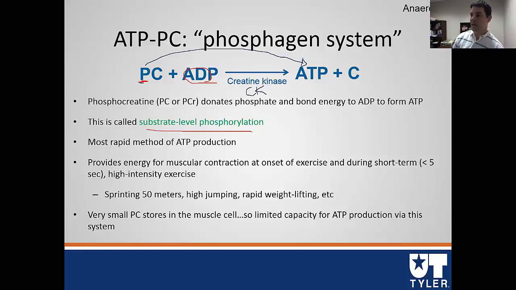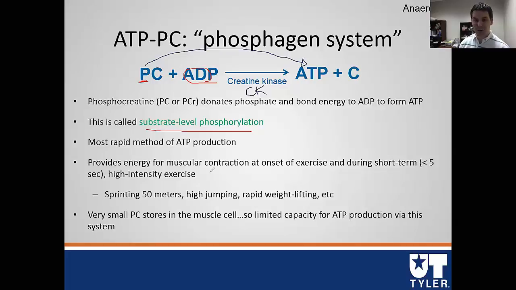Right? And the reason that this is such an important system is that it is an extremely rapid method of ATP production. It's simply rapid because it's one single step. All we're doing is taking ADP and adding a phosphate group to it using the enzyme creatine kinase to make ATP. Very simple, very fast, and adds a lot of ATP to the system very quickly.